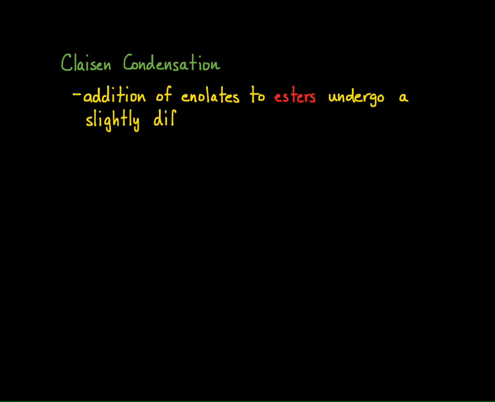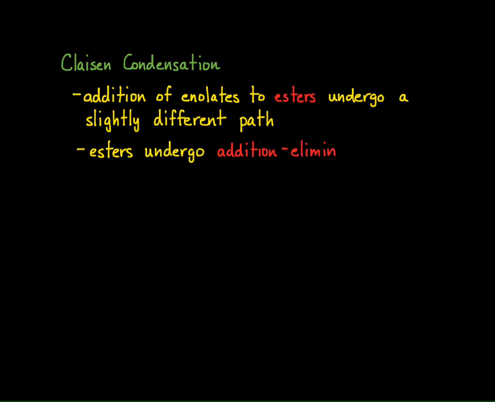We're now going to look at the last major type of reaction in this chapter, and that is called the Claisen condensation reaction. And this is simply the addition of enolates to esters. Now, we're going to see that these types of reactions undergo a slightly different path than that of aldehydes and ketones. And the main reason for this is because esters undergo addition-elimination reactions, not addition-protonation reactions.